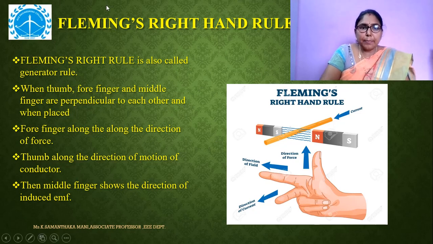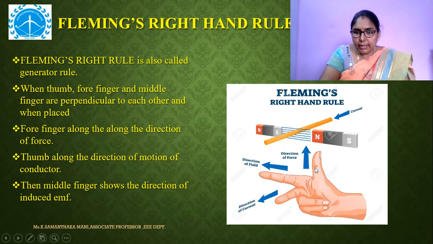Now we'll discuss Fleming's right hand rule. This is very important to find out the direction of a current. Fleming's right hand rule is also called the generator rule, because we can use it to find the direction of current. Let me explain Fleming's right hand rule with the help of this diagram.